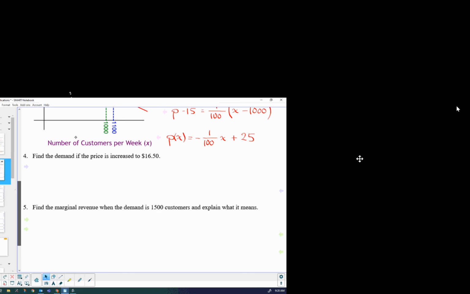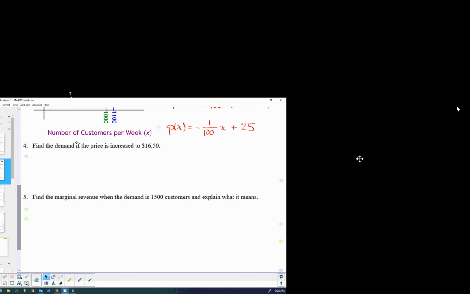Then we want to find what's the demand if the price is increased to 16.50. So is this a P value or an X value? It's a P value, it's a price. Be very careful with those. So plug it in and solve for X. So suppose we increase the price to 16.50. How many customers do we expect we'll get? We expect about 850 customers. Okay, making sense?